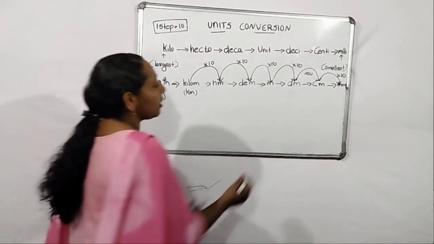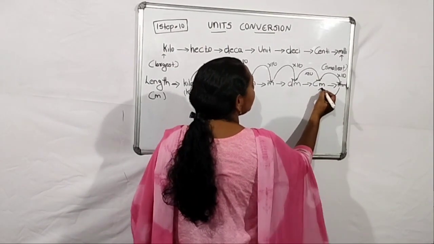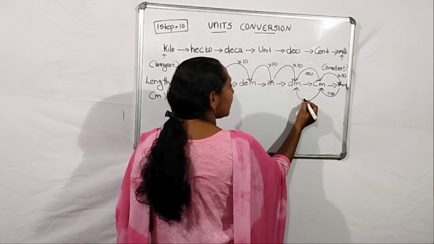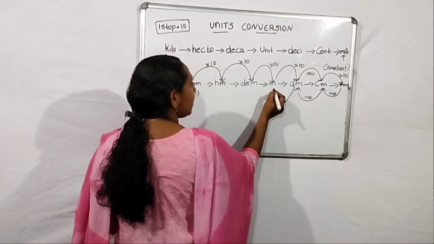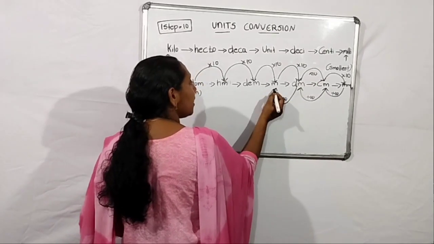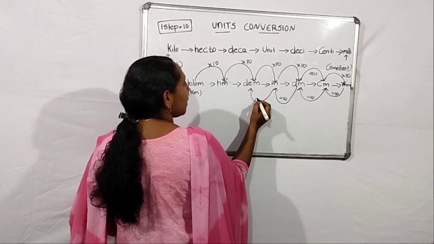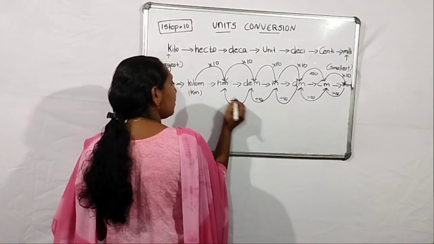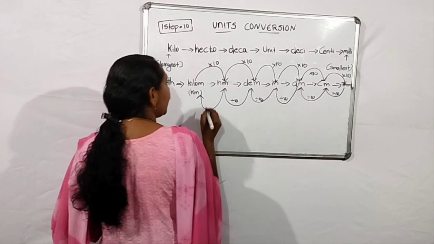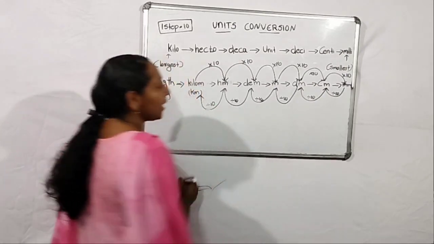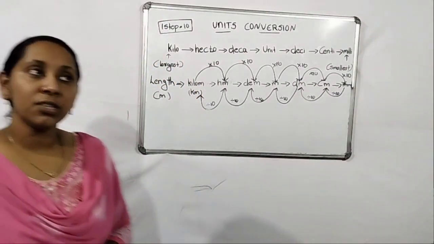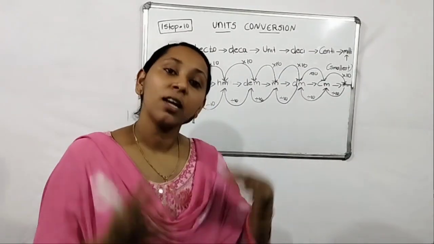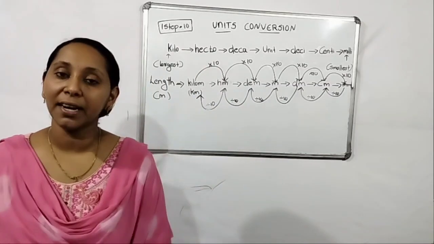And next, how to convert a smaller unit to a bigger unit. Divide by 10. Centimeter to decimeter, another division with 10. Decimeter to meter, another division with 10. Decameter to hectometer, another division by 10. Hectometer to kilometer, divided by 10. So conversion from largest unit to smaller unit is multiplication. Smaller unit to larger unit is division.